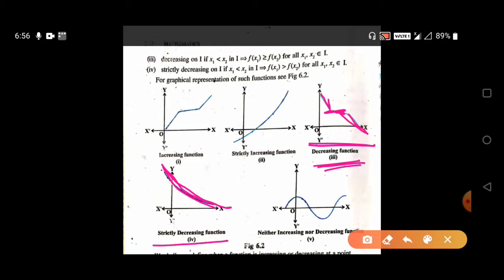Now point number 5 is given: neither increasing nor decreasing function, because for this part it is increasing, then again here it is decreasing, again here it is decreasing, again increasing, again increasing. So it is both increasing and decreasing. So here it is called a neither increasing nor decreasing function.